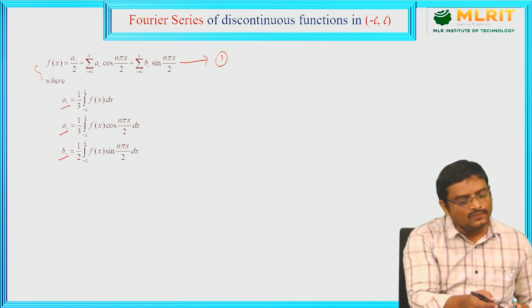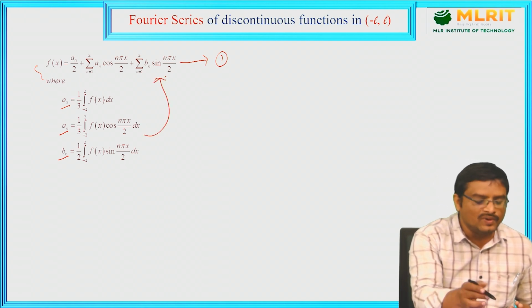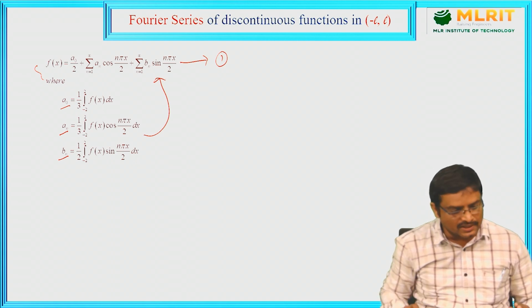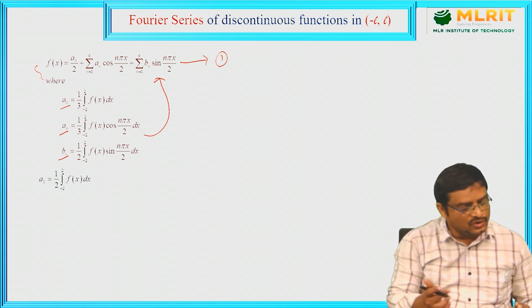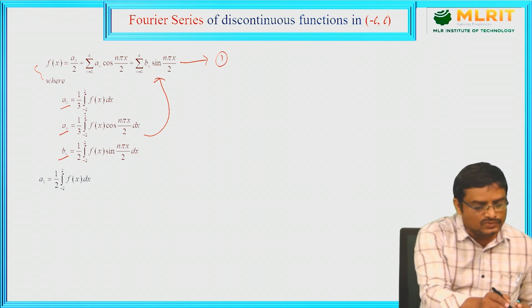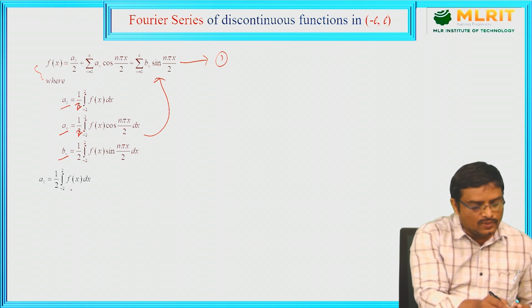Now one by one we will find out that A0, An and Bn, and we will replace those values in equation 1. Then we can get our required Fourier series in the interval -L, L. So now A0 is equal to 1 by 2, integral -2 to 2 f of x dx.